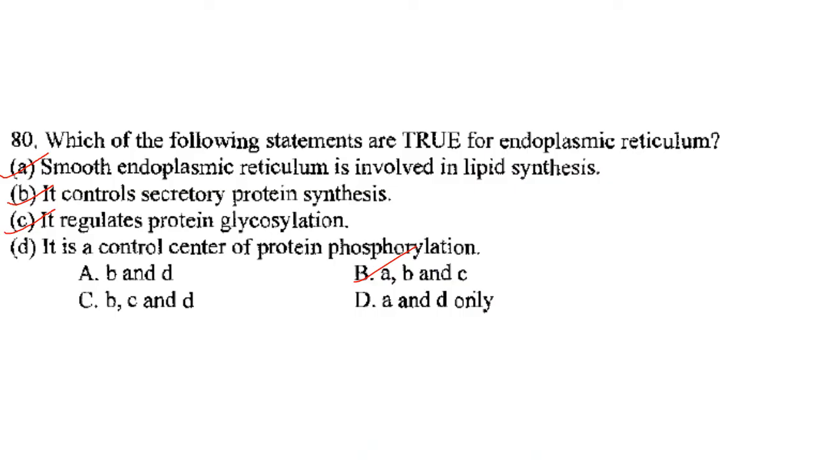Then next one. Which of the following statements are true for endoplasmic reticulum? Smooth endoplasmic reticulum is involved in lipid synthesis. Yes, that is correct. It controls secretory protein synthesis. Yes. It regulates protein glycosylation. Yes. It is a control center of protein phosphorylation. No. So A, B and C are correct. So the answer is option B, that is A, B and C.